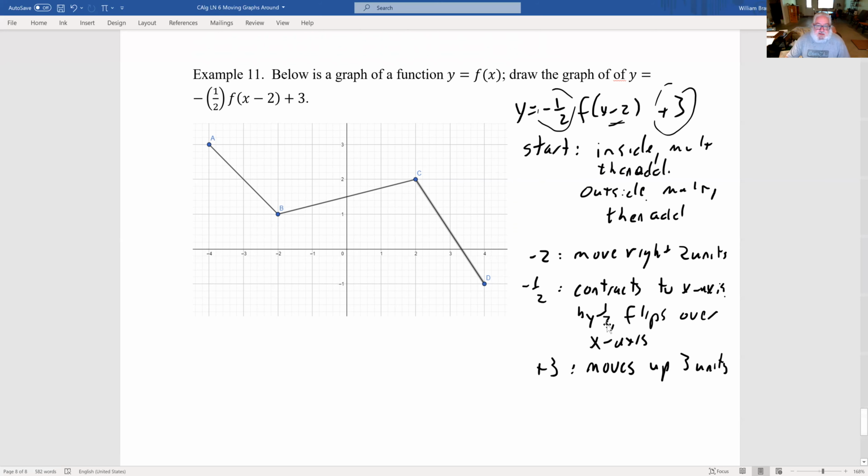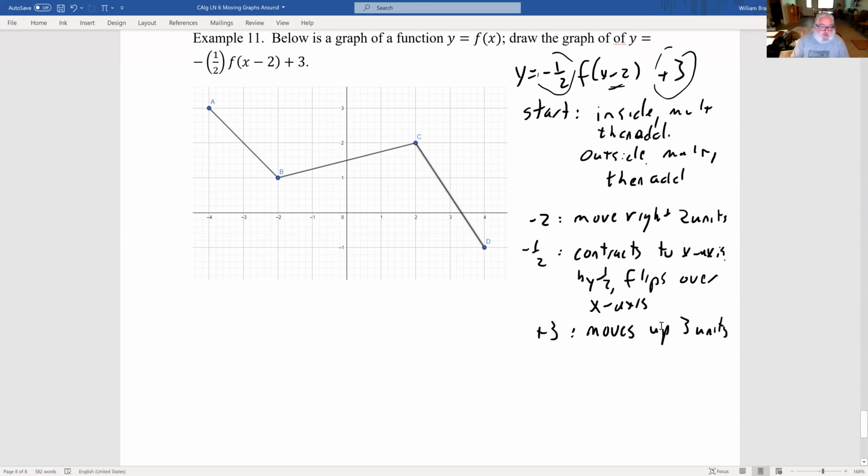Now, the easiest way to go about figuring out how this looks is to start with your various points, right? A is a special point. It starts at -4, 3. What does it do? Well, move it right 2 units. Moving right means changing the x coordinate, and moving it right 2 units means add 2 to the x coordinate. So 2 plus -4 is -2, 3.